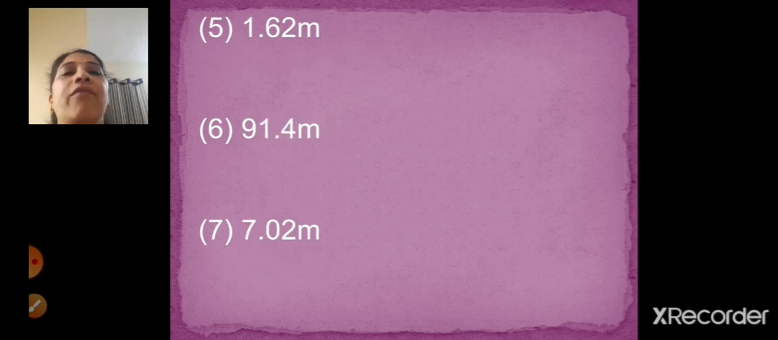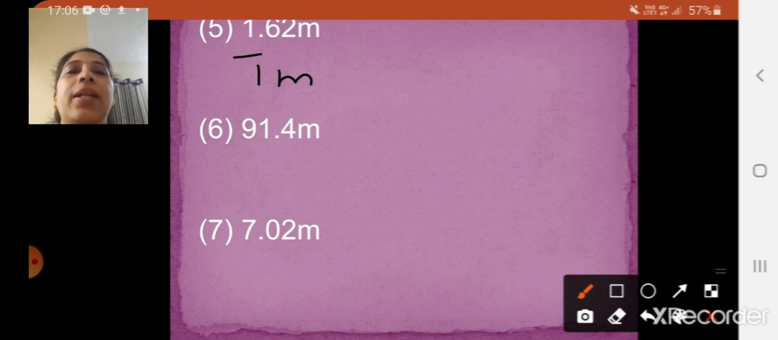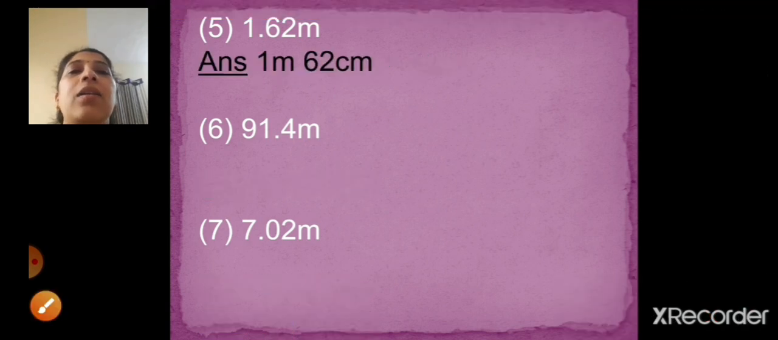Next one is fifth one, 1.62 meter. Now again before the decimal point it is 1 meter, and after the decimal point it is centimeter. So it will come 62 centimeter. So how will you write it? Answer 1 meter 62 centimeter.